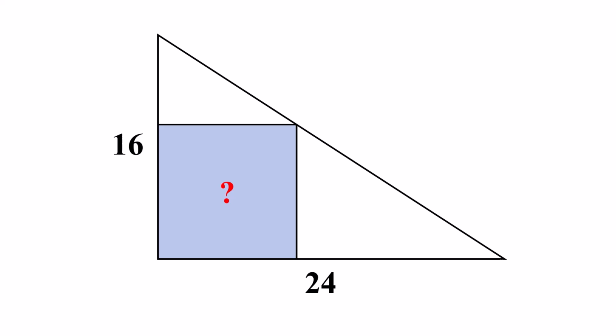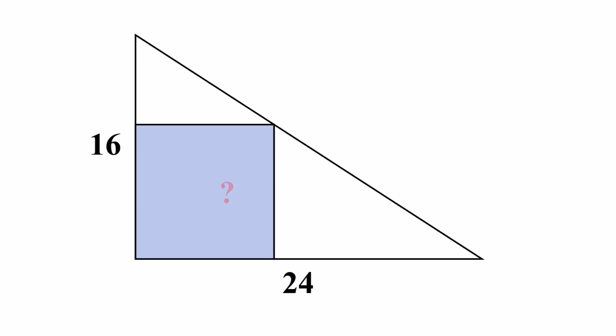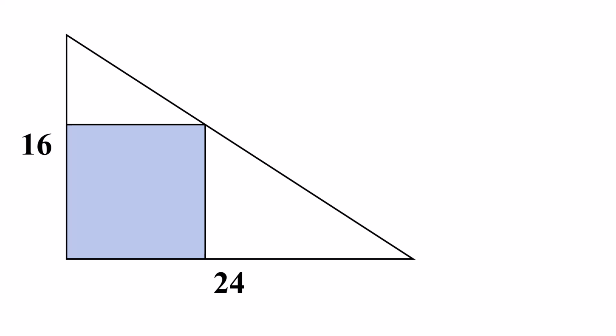Take a moment to think about it. Let's walk through the solution together. Suppose the side length of the square is x. That means the vertical segment above the square is 16 minus x, and the horizontal segment to the right of the square is 24 minus x.